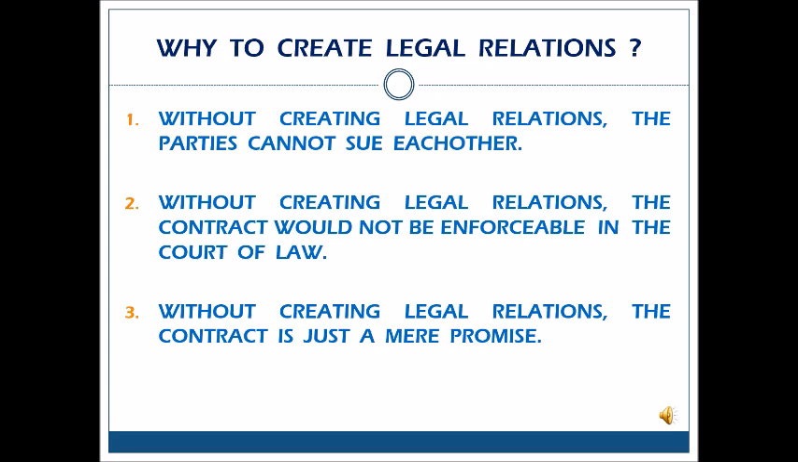The last point is, without creating legal relations, the contract is just a mere promise. Like the example I gave you of the birthday party. Both the friends had not created a legal relation. They had not entered into a contract. It was just a promise that one friend told another friend that he will come tomorrow to the birthday party, but he didn't come due to some personal problems. It was just a promise made between two friends. So if you don't create legal relations, the contract will be just a promise. It is just an agreement. You cannot sue each other, or present your case in front of the law. So these are certain points why you have to create legal relations.